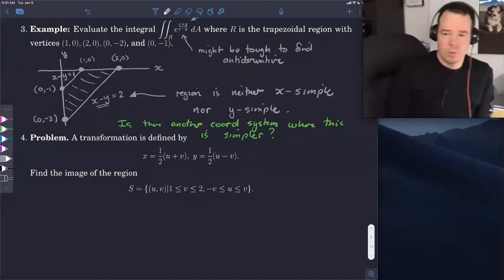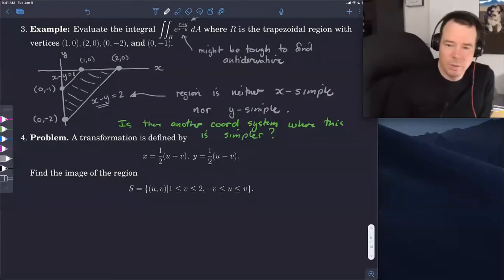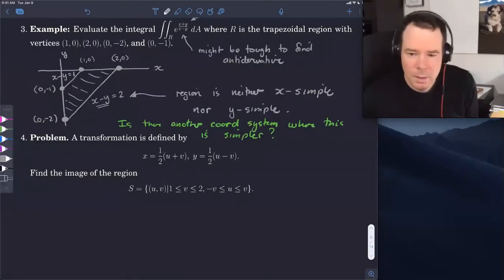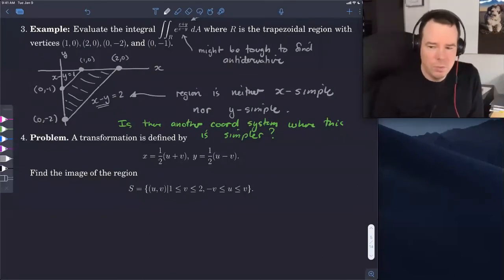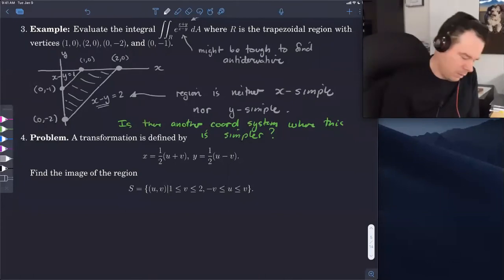So let's have a look at the next problem. These next few problems are all related, and it's doing a little bit more exploration of this one. Consider the transformation defined by taking uv values and creating xy values from them in the following way: x is 1/2 (u plus v), y is 1/2 (u minus v).